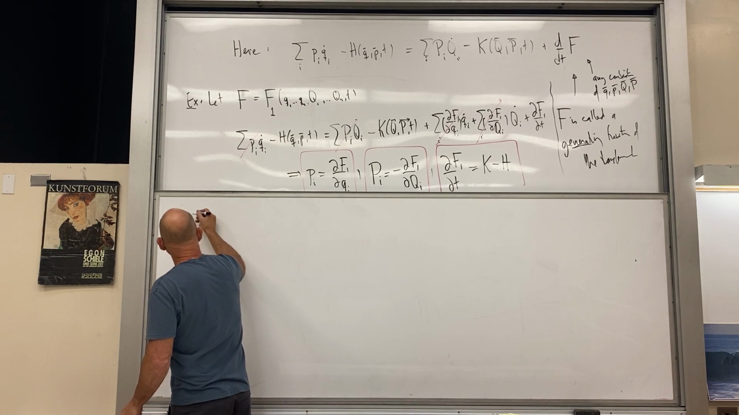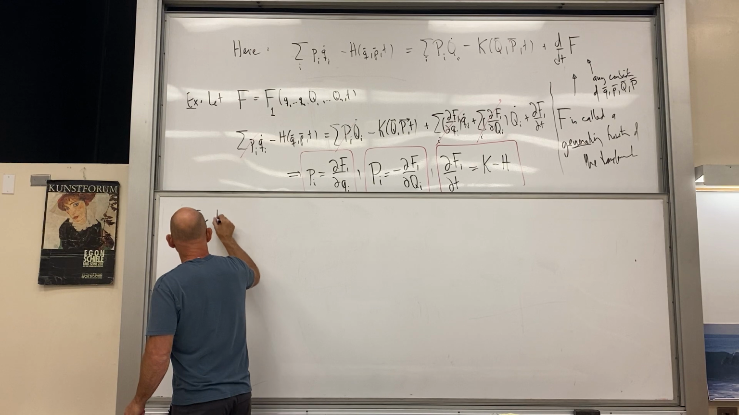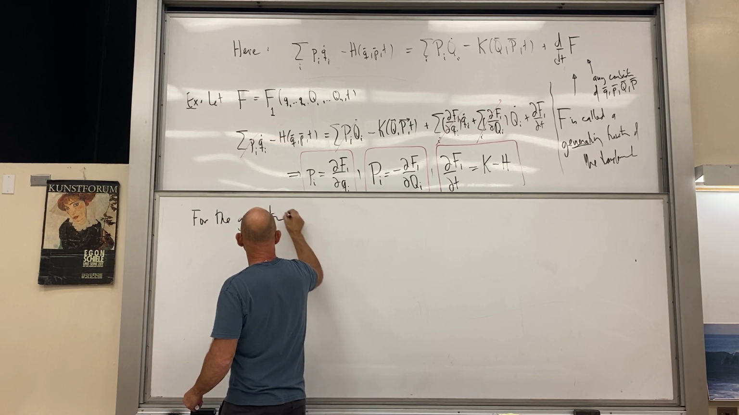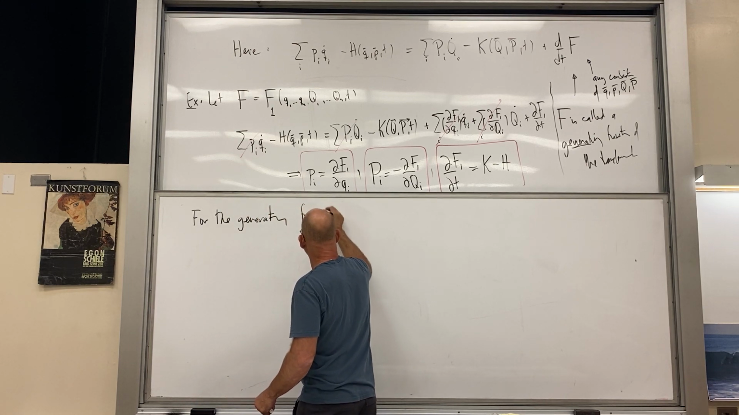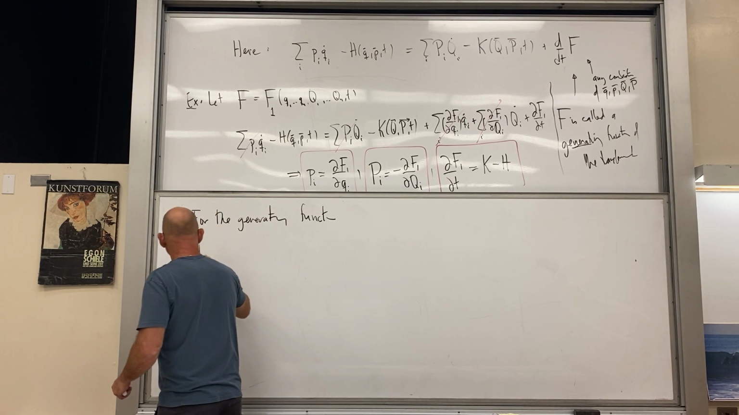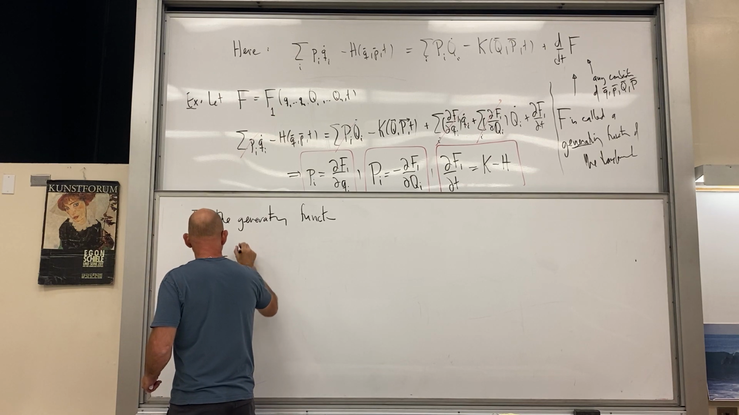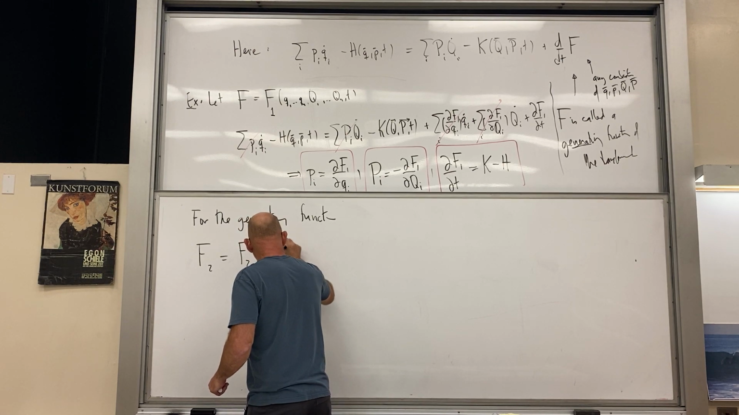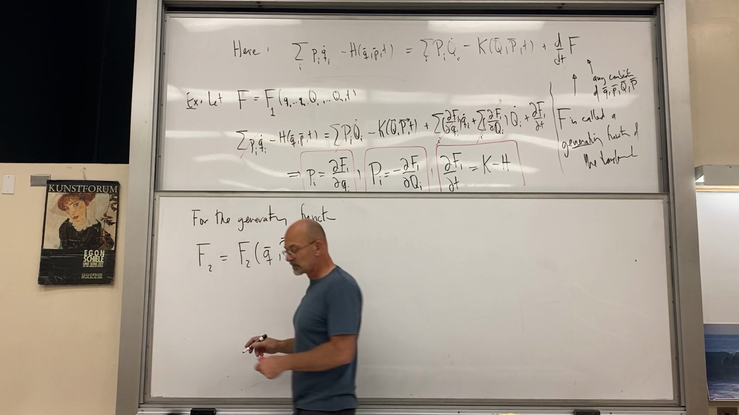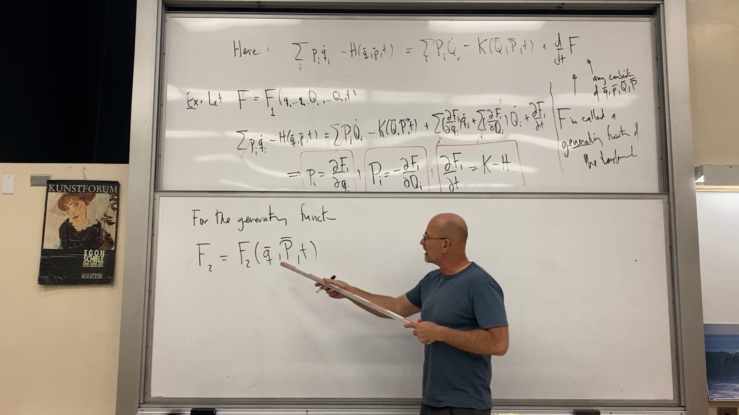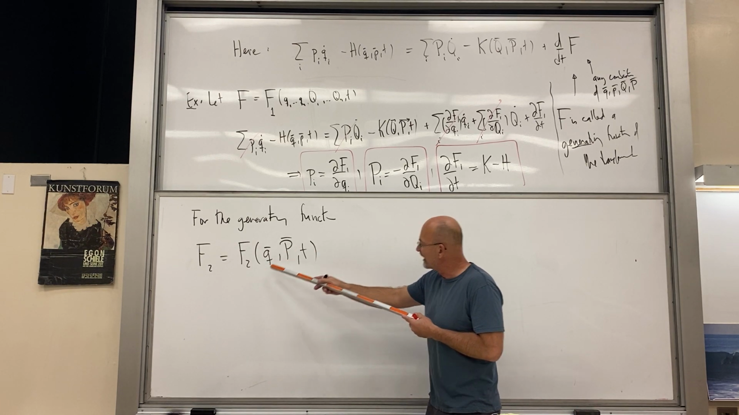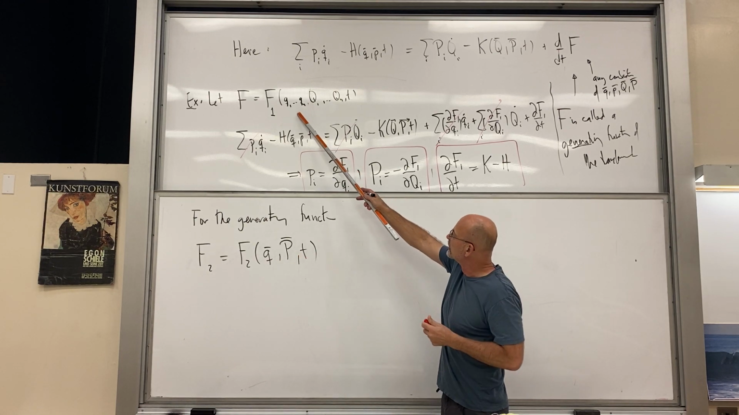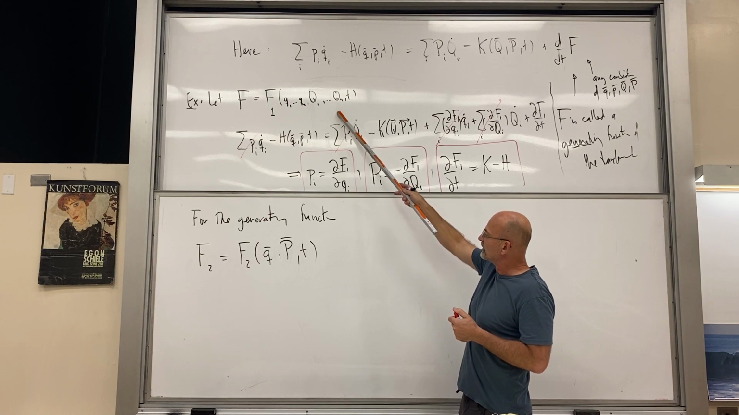So generating function, so for the generating function F2 of q, capital P, and T. We're looking here at a function of the old coordinates and the new momenta, right? The original coordinates and the transformed momenta. Here it was the original coordinates and the new coordinates. So this is a different one.